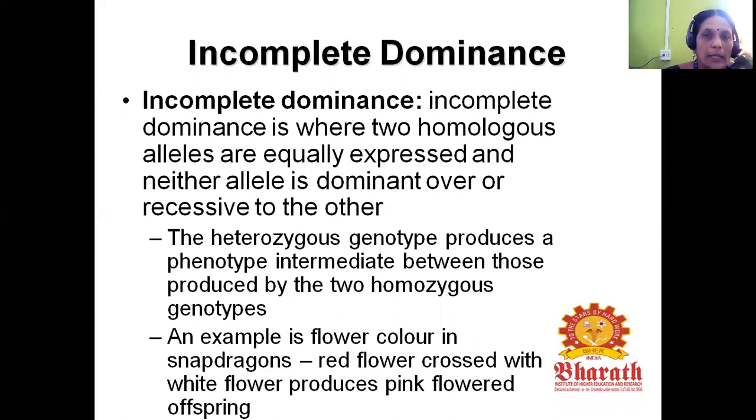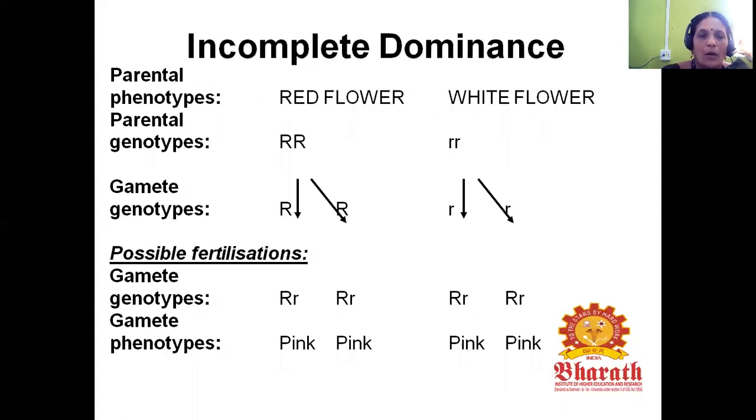So next we see about incomplete dominance. Incomplete dominance is where two homologous alleles are equally expressed and neither allele is dominant over or recessive to the other. So the heterozygous genotype produces a phenotype intermediate between those produced by the two homozygous genotypes. An example is flower color in snapdragon. A red flower crossed with a white flower produces pink flower offspring. So you see this incomplete dominance.